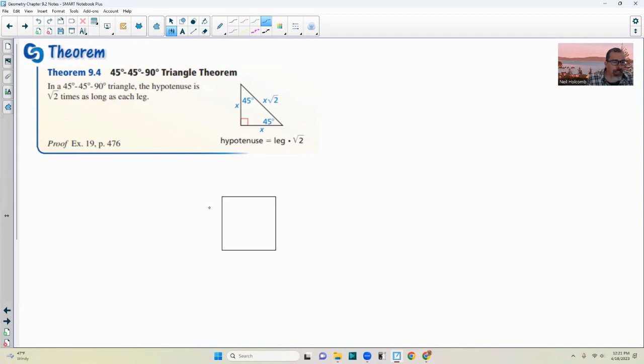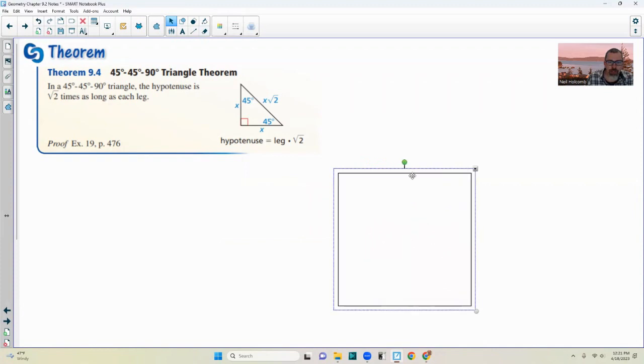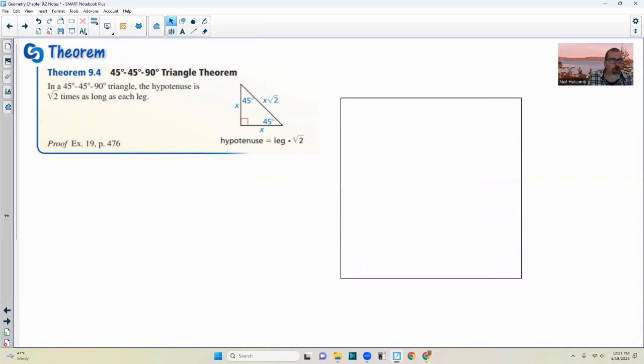as each leg. So in this diagram, I have a square, and I'm going to show you why. Let's make this larger so you can see it better, especially if you're on a phone. So here's a square. Well, what do we know about a square? Its sides are all equal, so let's call them x. There are 4 sides, same length every side, and we know a square has 4 90-degree angles. So there are my 90-degree angle markers.